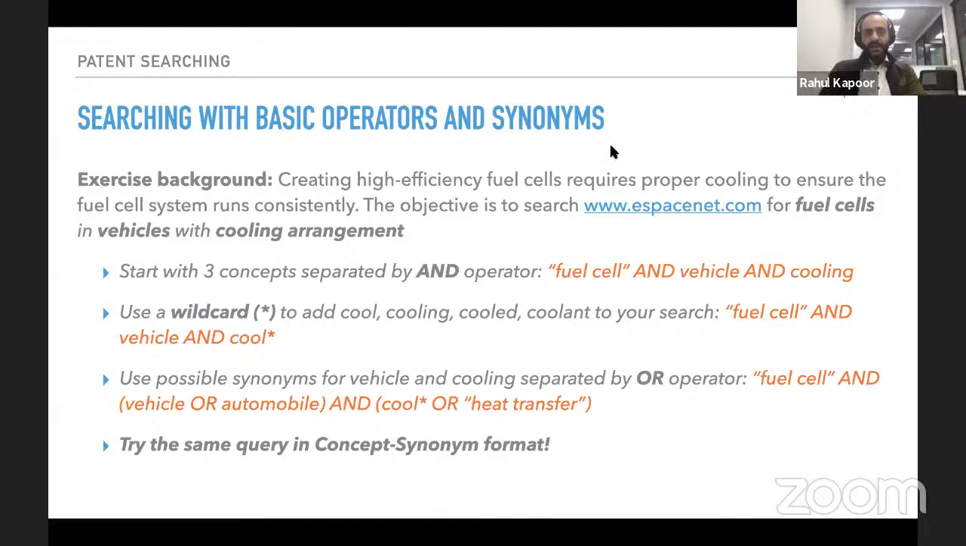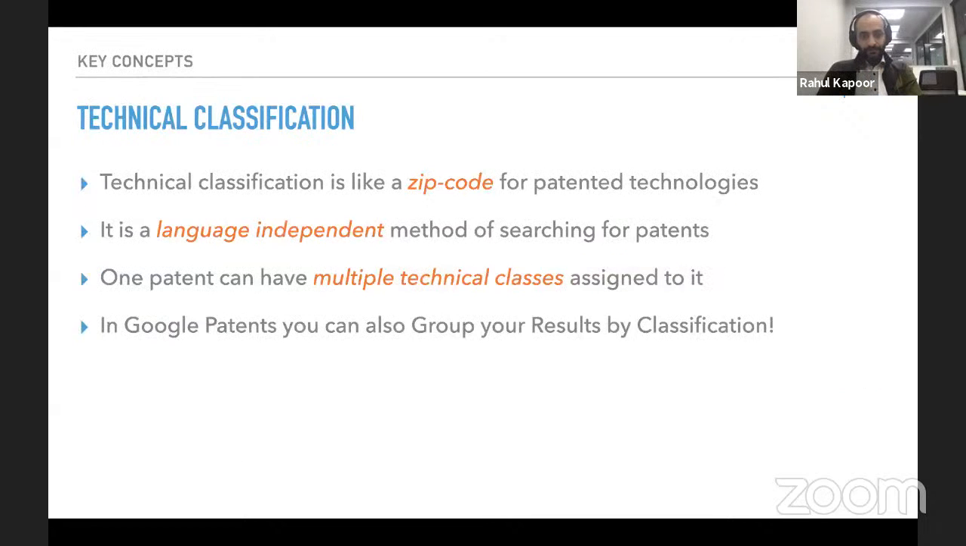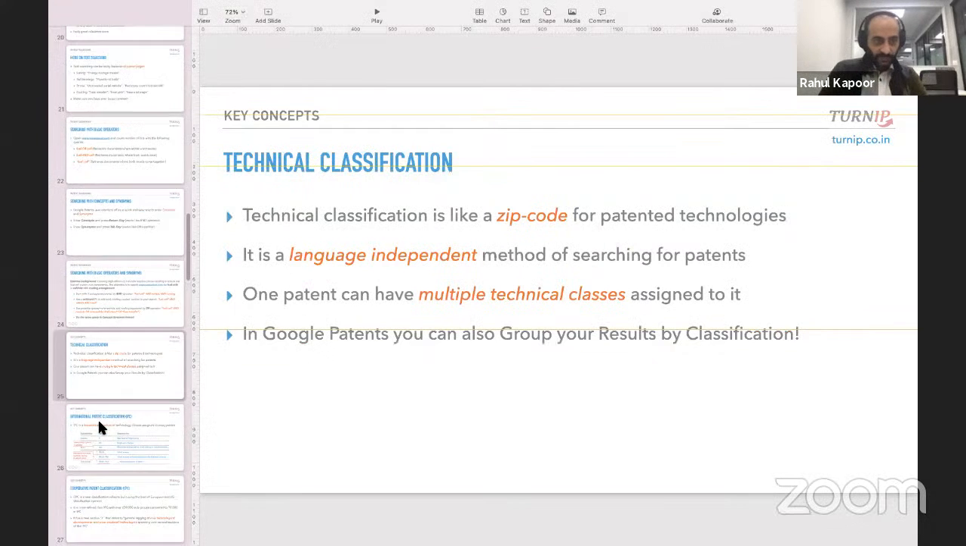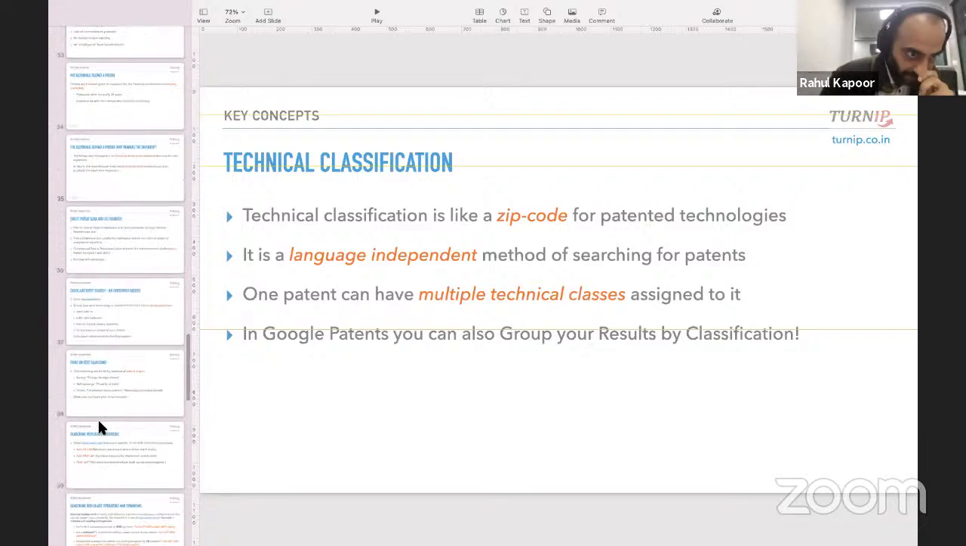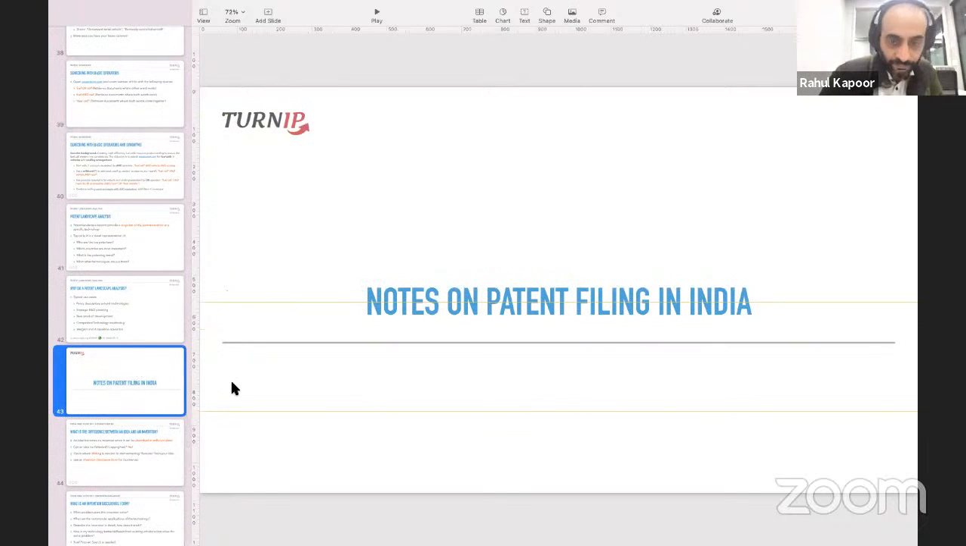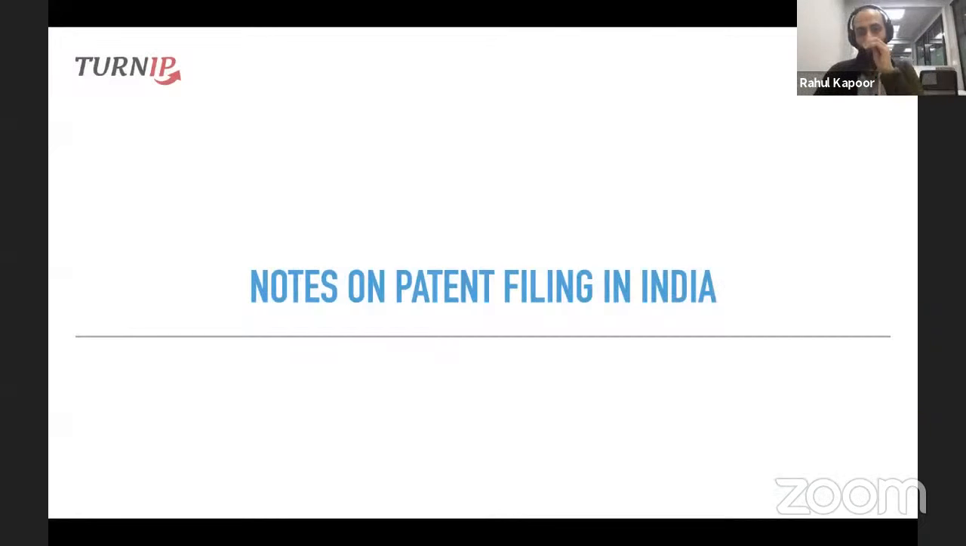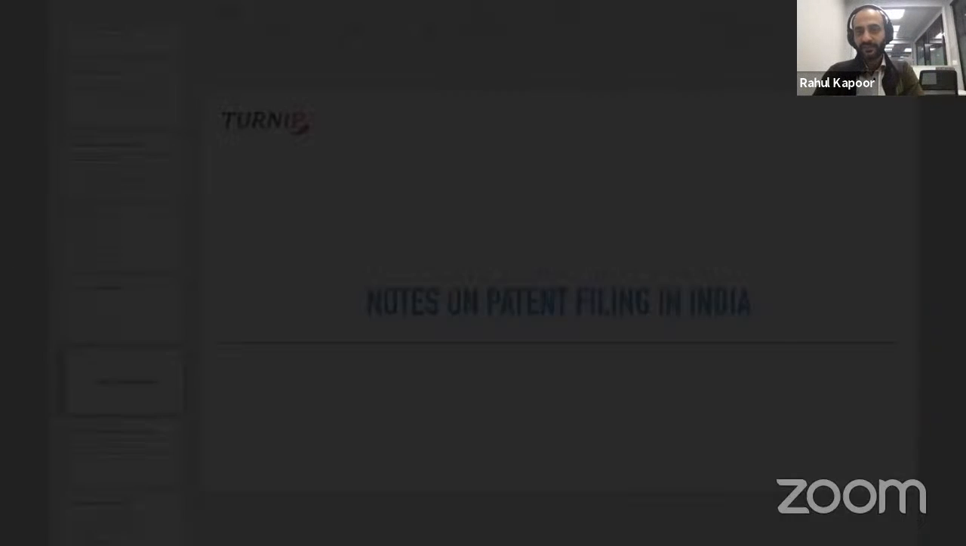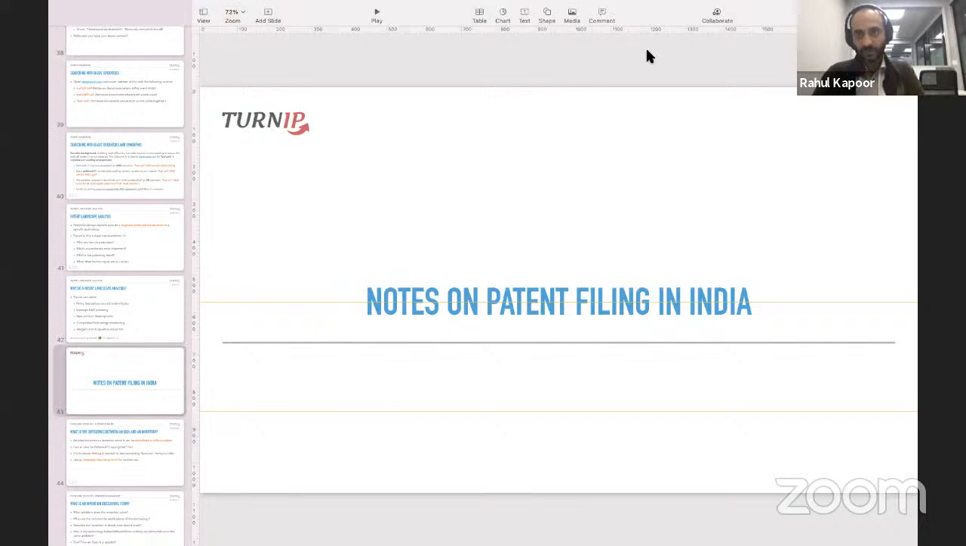So let's go a bit into the India patent filing part. A little bit of notes on India patent filing and notes on inventions, basically being more innovative, how to mature your innovation. So let's see the chat.